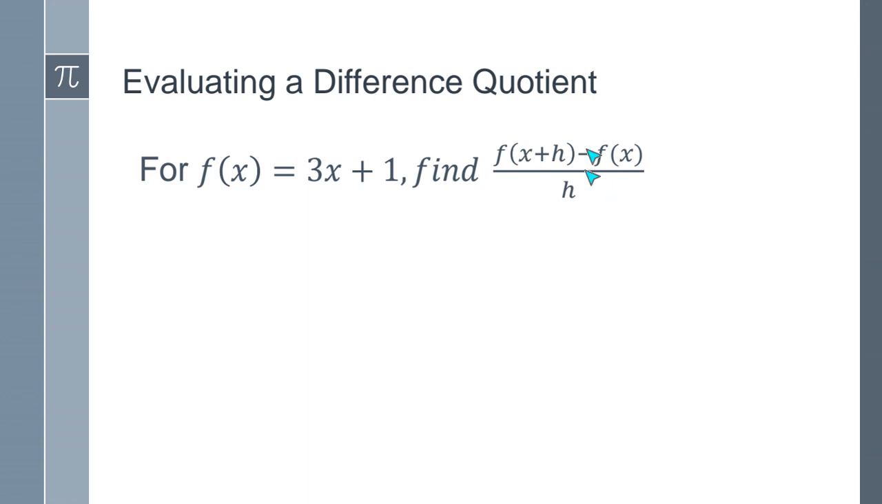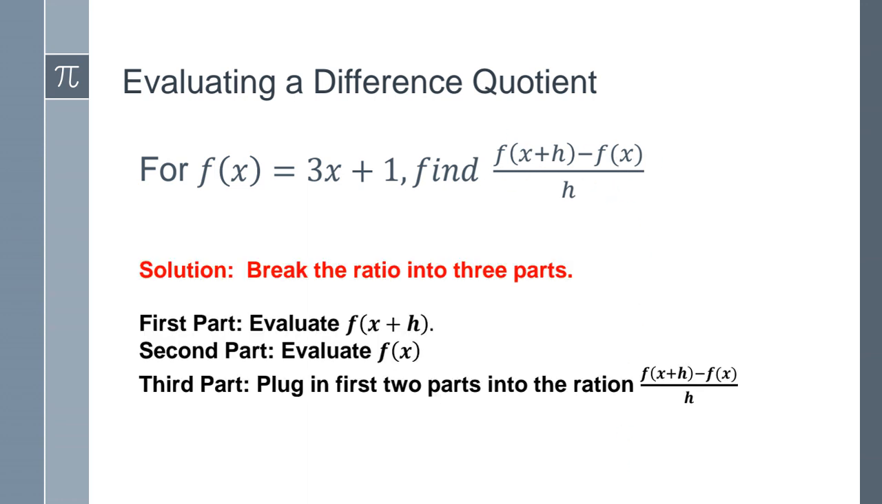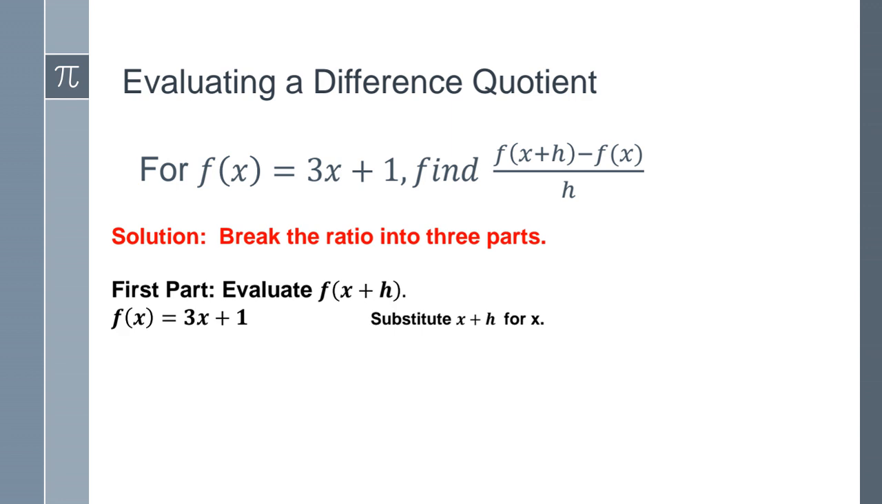Okay, so the first part is f of x plus h. The second part is f of x. And then the third part is we're going to subtract them and divide by h. So the first part, we have f of x is equal to 3x plus 1. And so if we substitute x plus h for x, then anywhere you see an x, you're going to substitute x plus h. So then we're going to have 3 times x plus h plus 1. So we end up with 3x plus 3h plus 1.